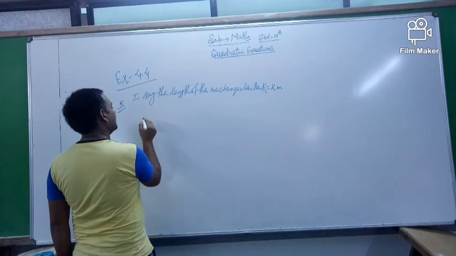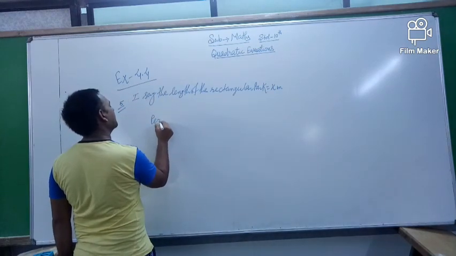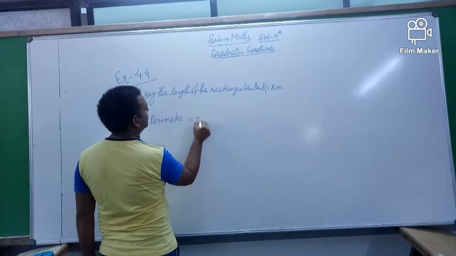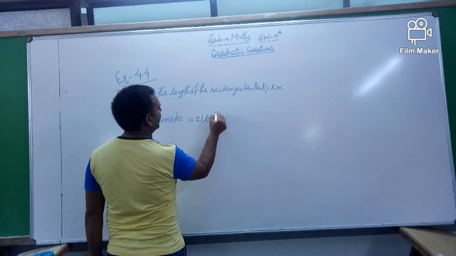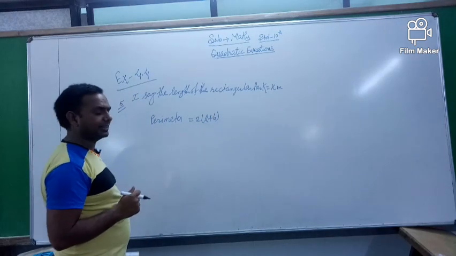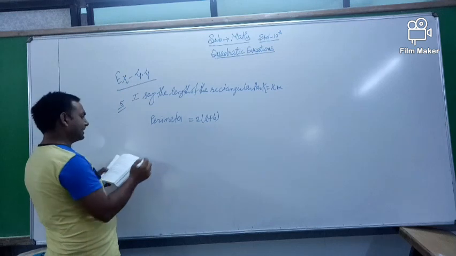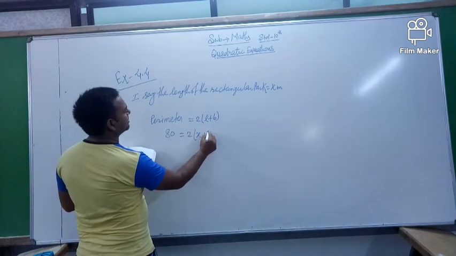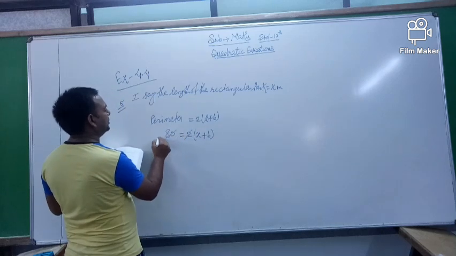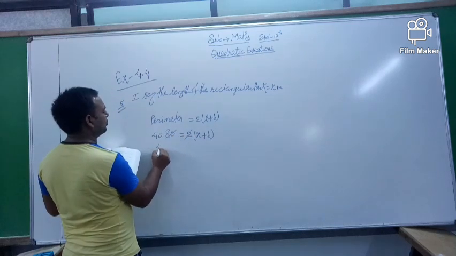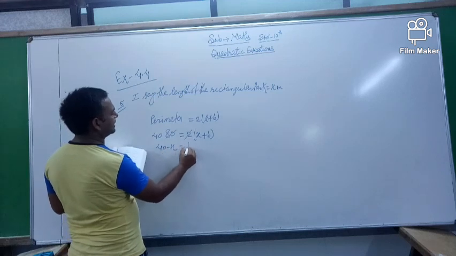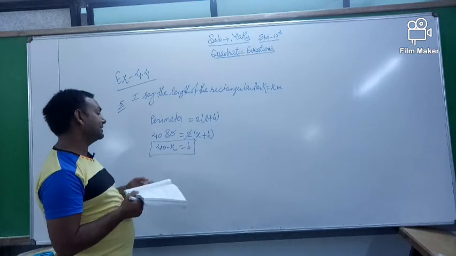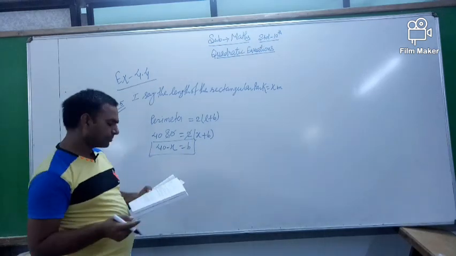So the breadth here: the perimeter is equal to 2 times (l plus b), where l is length and b is the breadth. It is given that it is equal to 80 meters. So 80 is equal to 2 times (x plus b). 2 times 40 is 80, so 40 minus x is equal to b. It means the breadth of that rectangular park is equal to 40 minus x.